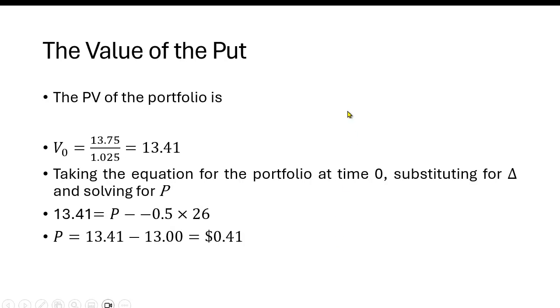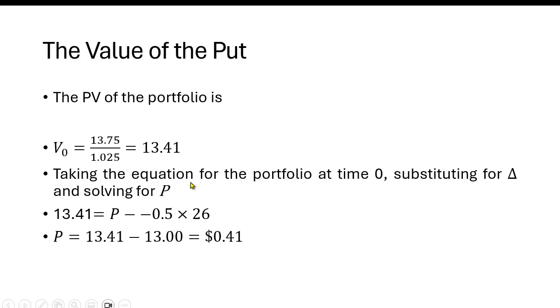So the final step in valuing the put is to find the present value at time period 0 of the portfolio. They're both worth 13.75, so it doesn't matter which you take. I'm going to discount by 1.025. The interest rate was 5%. This is for 6 months, so I'm going to use 2.5%. You could, if you wanted to, use the continuous time discounting approach, but I'm just going to make it simple and use discrete time. Turns out to be $13.41.